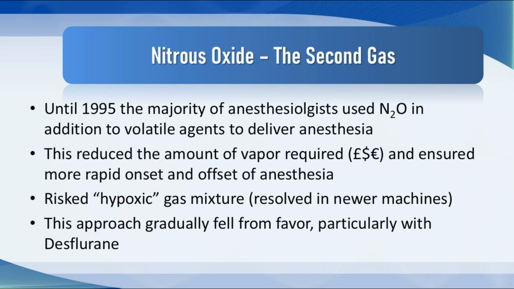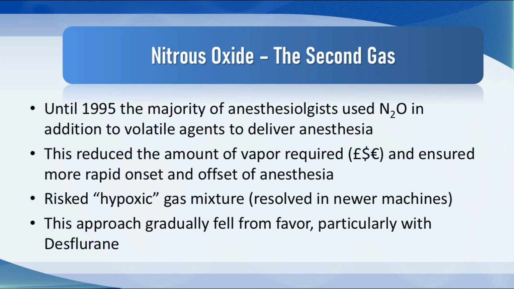Let's not forget nitrous oxide. Until 1995, the majority of anesthesiologists used nitrous oxide in addition to volatile agents to deliver anesthesia. Now, the major reason they did this, although most people wouldn't tell you at the time, was because we were using high flow circuits. Circle systems were only really coming in back then, certainly in the 1980s and early 1990s. And by giving nitrous oxide, which was dirt cheap, the amount of vapor required was significantly reduced. It was used as a second gas to reduce the amount of volatile agent that was required.